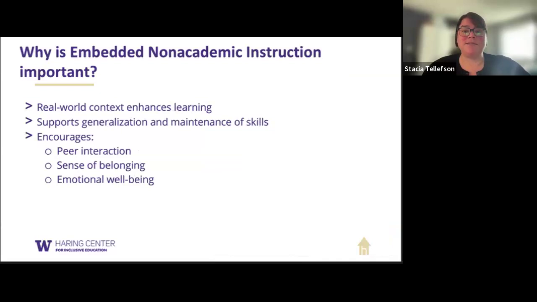The variety of peers, materials, and social moments throughout the day gives students repeated chances to grow. When SEL is embedded like this, it's not just a one-off lesson. It becomes part of how students experience school, supporting connection, belonging, and emotional well-being every day.